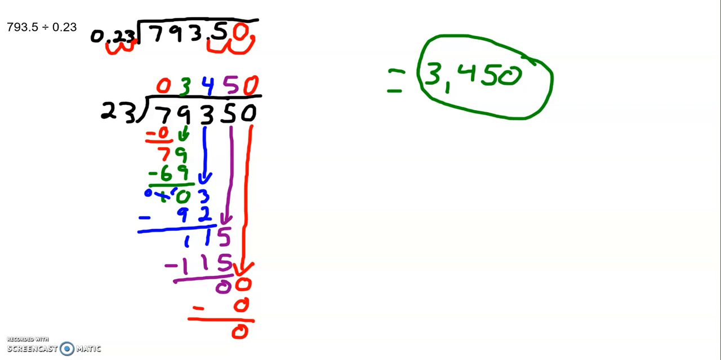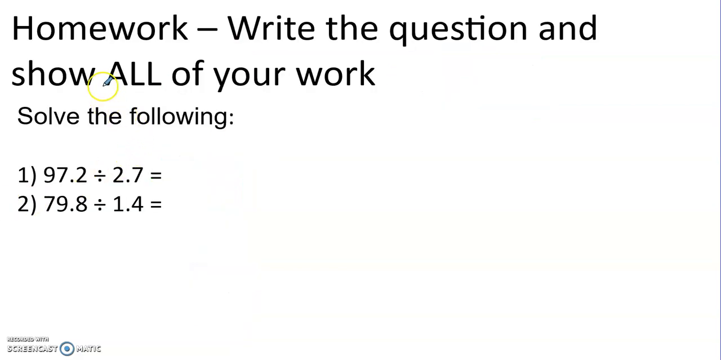Now that we have it in our notebooks and we've done 2 examples, I want you to try 2 on your own. Okay, here are the 2. Don't forget that you need to show all of your work. So you have 97 and 2/10 divided by 2 and 7/10. And here you have 79 and 8/10 divided by 1 and 4/10.